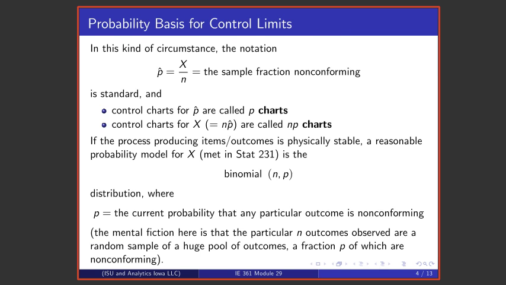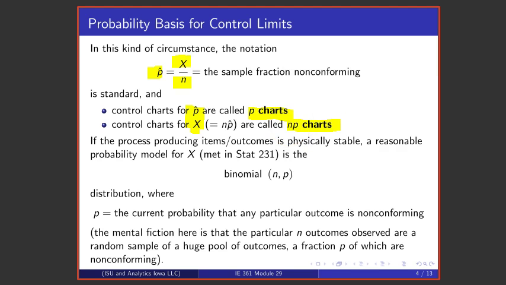In this kind of circumstance, we're going to use the notation p hat for the number nonconforming in the sample over the sample size. That's a sample fraction nonconforming. If one plots and charts this sample fraction nonconforming, then the language is that one makes a p-chart. If one plots the number nonconforming in the sample, simply x alone, then the jargon is that one has made an NP chart.